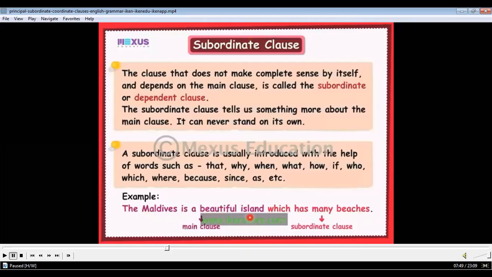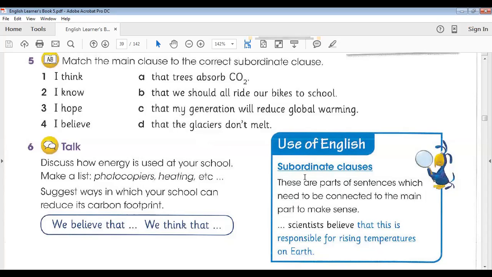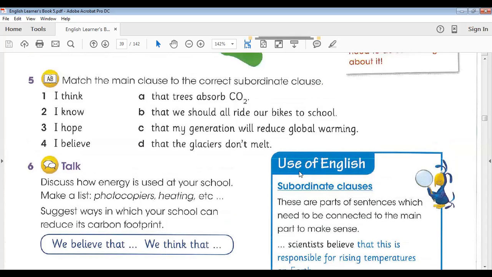But if we want to give more information, we will add a subordinate clause, and we will use the subordinate conjunction according to the main clause. The subordinate clause cannot give meaning by itself. It always needs the main clause to complete its meaning. So this is the explanation of a main clause and a subordinate clause. To explain the subordinate clause, it was mandatory to understand the main clause, so that's why we discussed both.